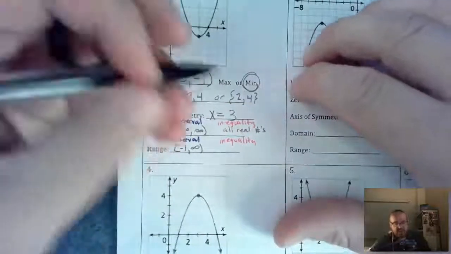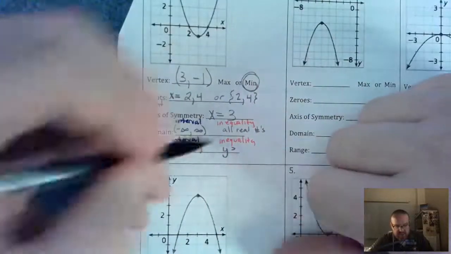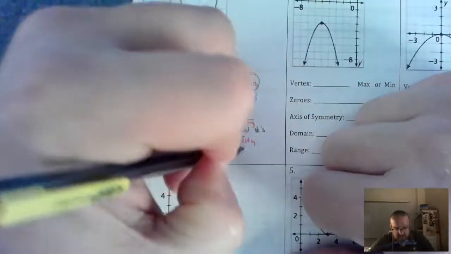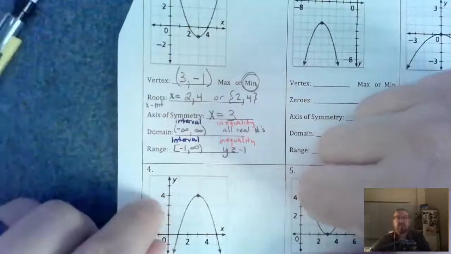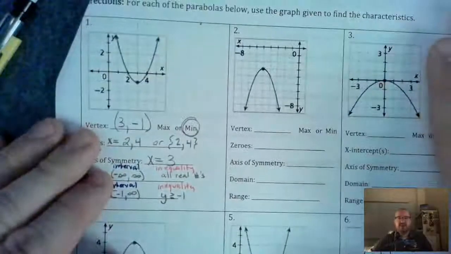The inequality notation would just be y is greater than, why the letter y? Because we're talking about the range, greater than or equal to negative 1. Okay? So we're using that picture to help us out here. All right. Let's take a look at number 2.